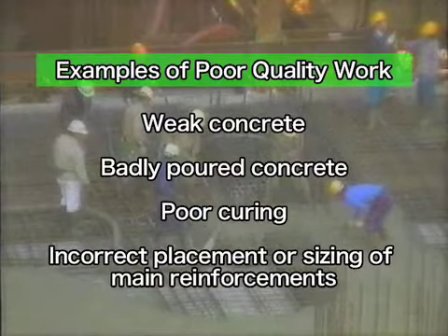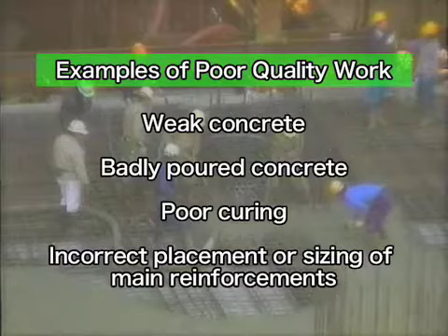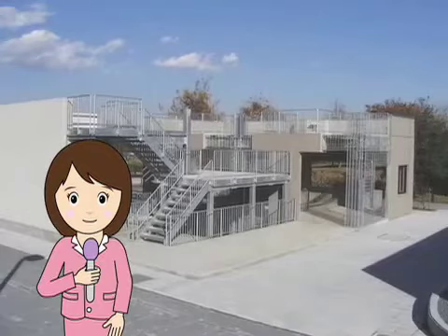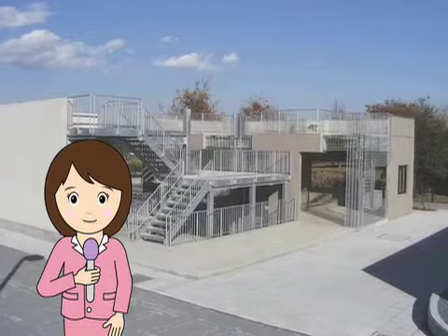Common construction flaws in architectural structures include weak concrete, bad pouring, poor curing, and incorrect placement or sizing of the main reinforcements. What do you mean by badly poured concrete or poor curing?